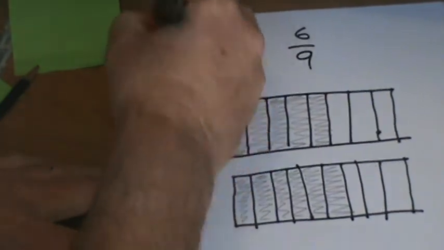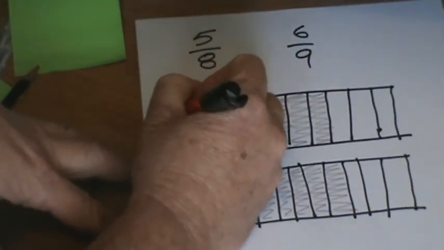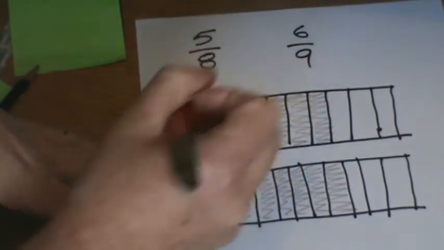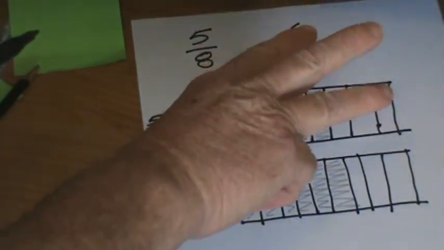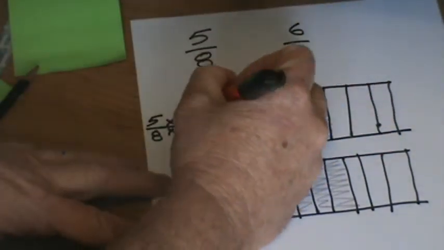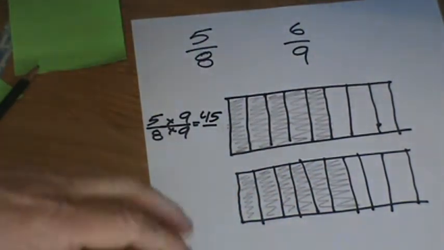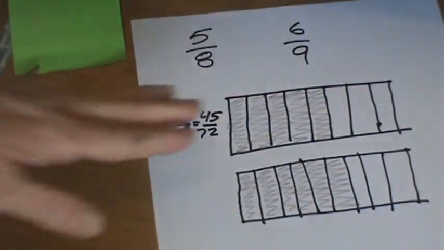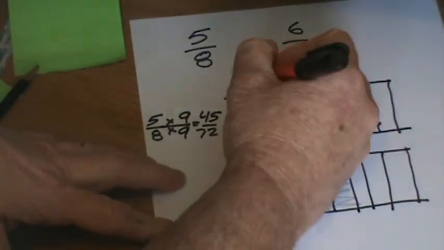Now, I'm going to multiply 5/8 by 9/9 to see what this will come out to be. So let's do that. We're going to say 5/8, multiplying it by 9/9. Well, 5 times 9: 5, 10, 15, 20, 25, 30, 35, 40, 45. 45. And 8 times 9 is 72. So we're going to chop this up now into ninths, or by 9.